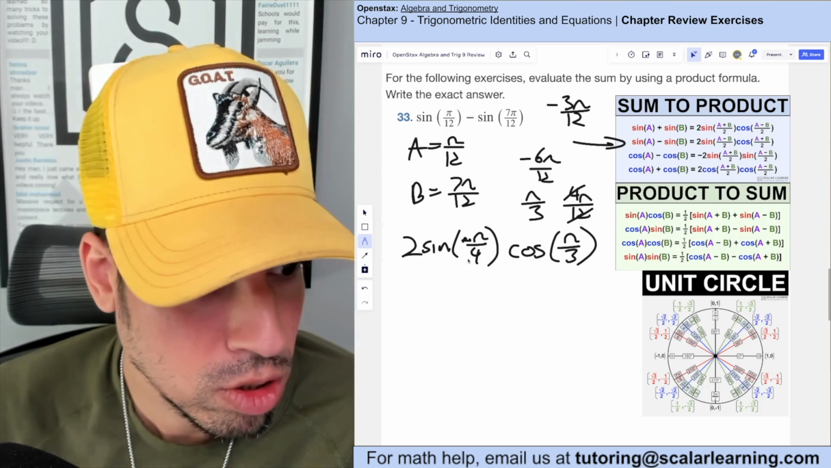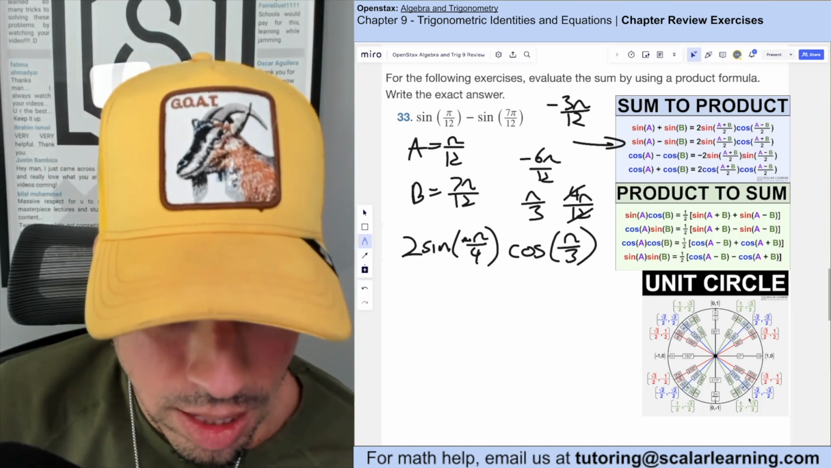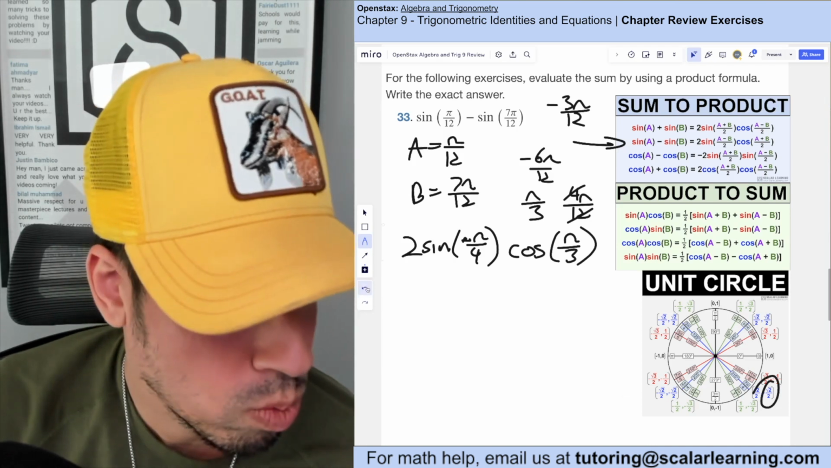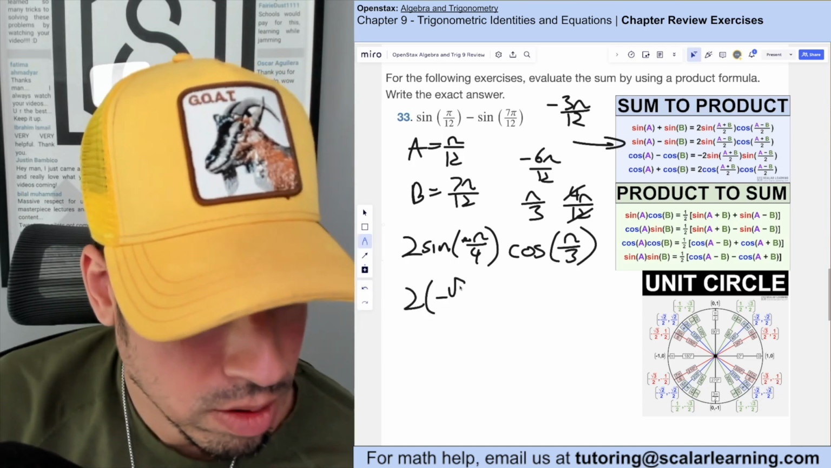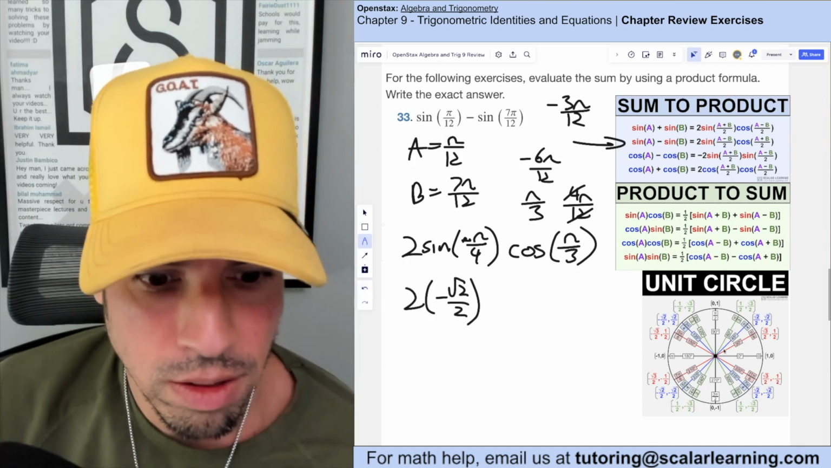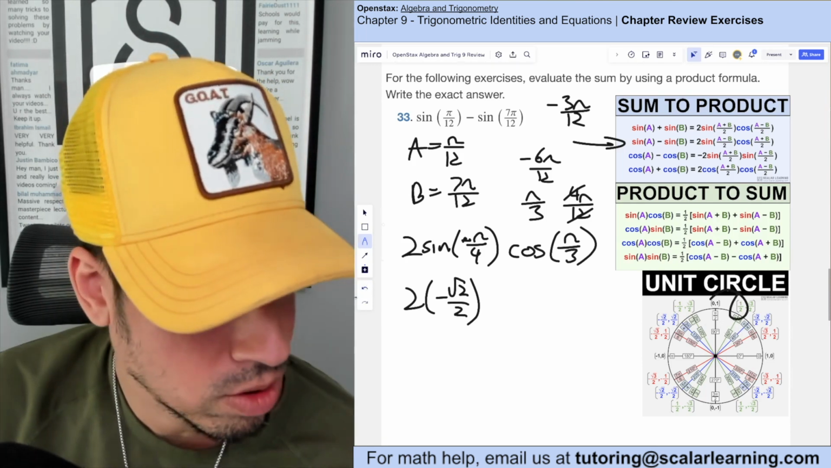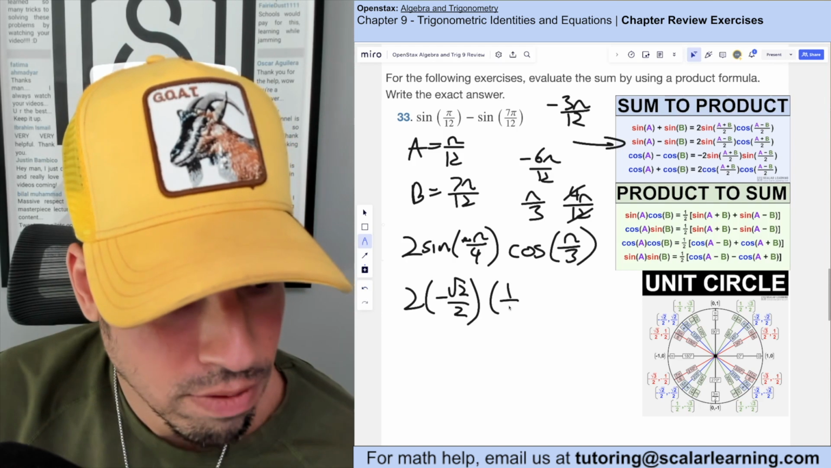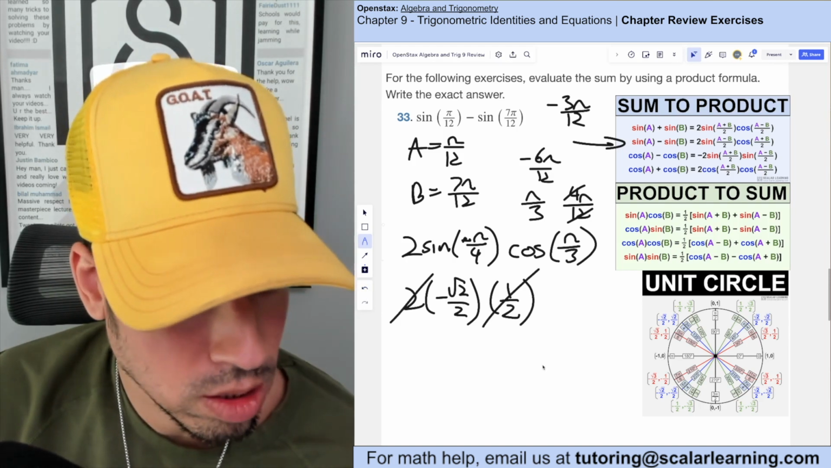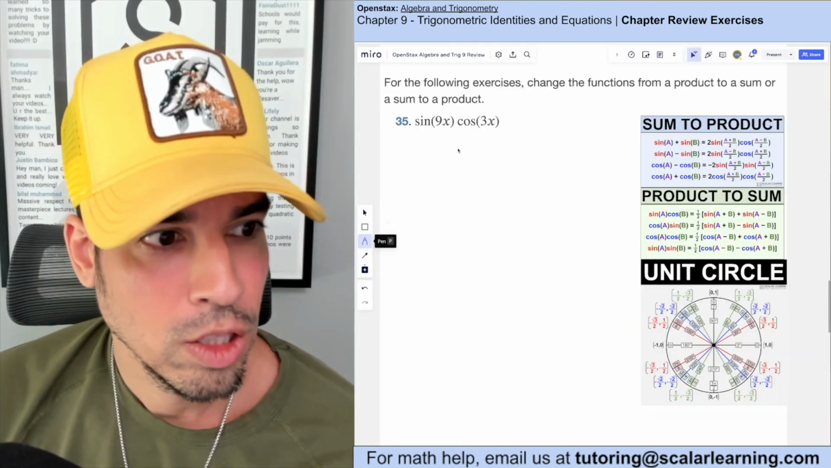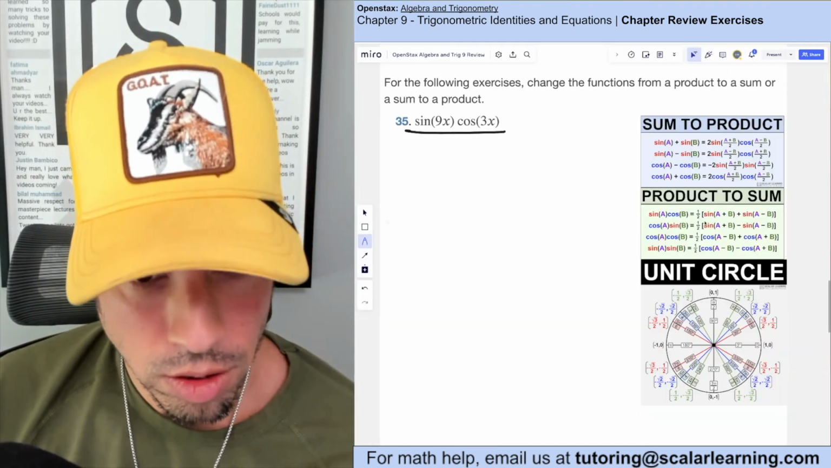Now we're going to use the unit circle. So sine of negative pi 4ths, that's really right here. Same as 7 pi 4ths, which is that corresponding y value, which is negative rad 2 over 2. And then cosine of pi thirds is occurring here. Cosine is that corresponding x value, which is 1/2. Boom. This cancels out with this, so we're left with negative rad 2 over 2. Boom, done.